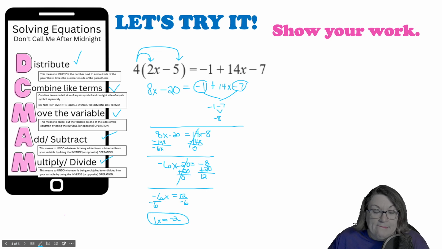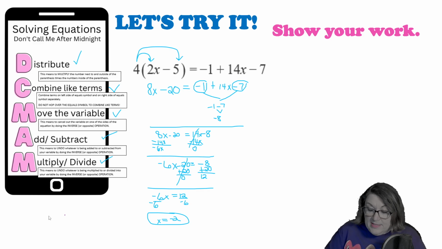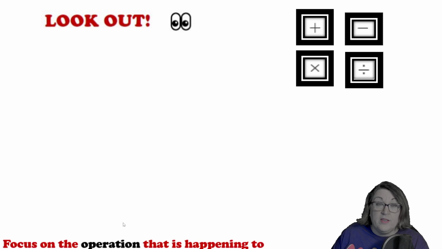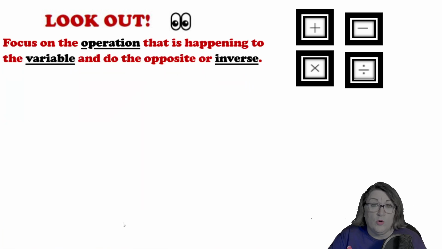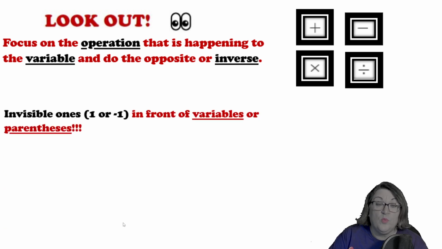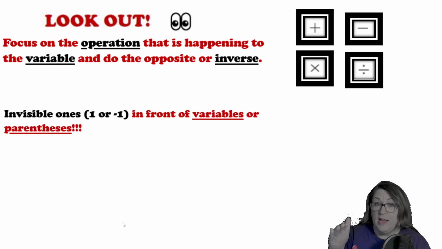All right. So now you've seen quite a few examples of how to solve equations with variables on both sides. We're still using the DCMAM steps, and some things to look out for. Focus on the operation that's happening to the variable and do the opposite or inverse. Now this is when you do the distribute first, do the combine like terms first, and then do the move variable, but always look at that operation when you start canceling things out.